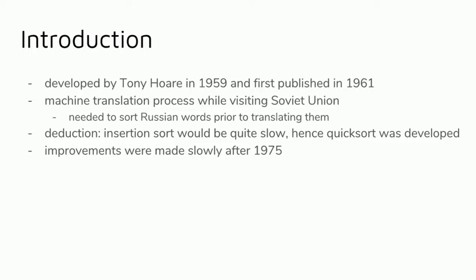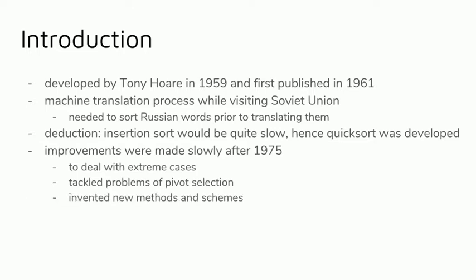Then Robert Sedgwick's PhD thesis in 1975 on the study of quicksort spurred even more improvements to the original quicksort algorithm, such as for dealing with extreme cases and tackling problems of a good pivot solution. New variations of the quicksort algorithm were also invented to optimize the sorting time. Examples of such variants are sample sort, adaptive partitioning, and the dual pivot quicksort, which we will be discussing later on.